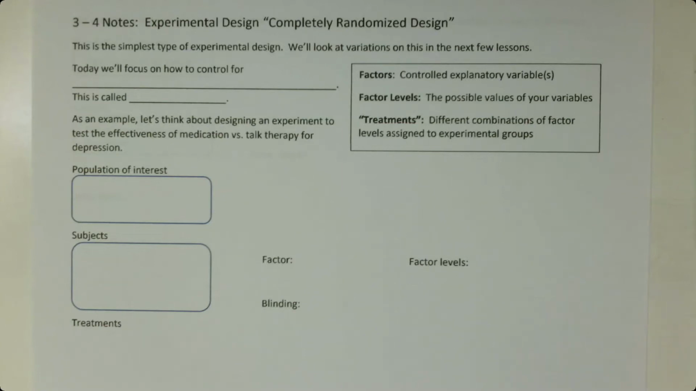Hello, everybody. Let's talk about the simplest kind of experimental design called a completely randomized design. And we'll focus on a particular part of the story this time. We're building on what we learned last time.